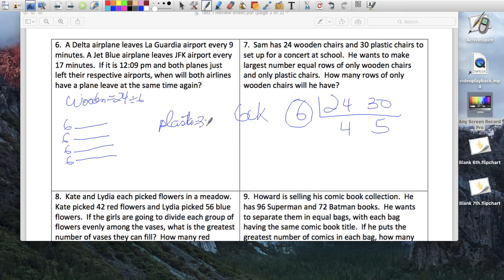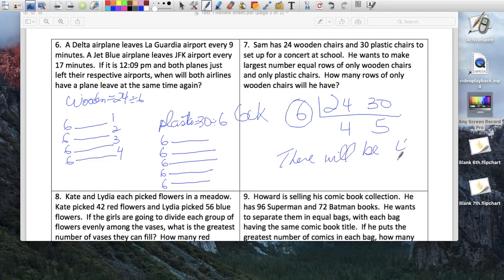Plastic. How many chairs do I have? 30. So 30 again. And I'm going to put 6 chairs in each row. It's going to give me 5. 1, 2, 3, 4, 5. 6 plastic chairs. 6, 6, 6, and 6. Each row has 6 plastic chairs. Good. Did we answer all the questions? No, we didn't. How many rows of only wooden chairs will he have? Well, there's 1 row, 2 rows, 3 rows, 4 rows. This particular answer, there will be 4 rows of wooden chairs.